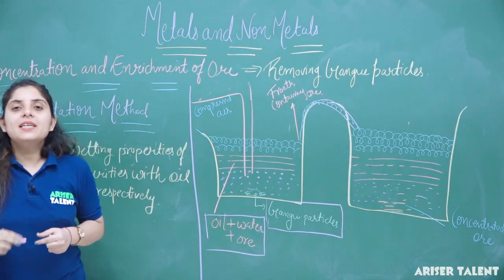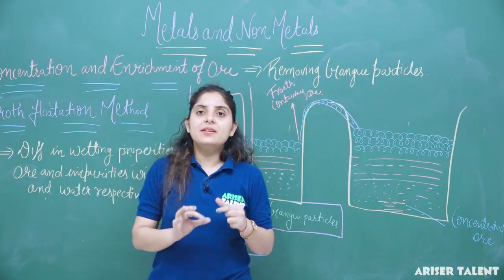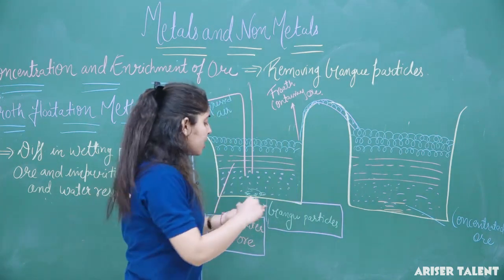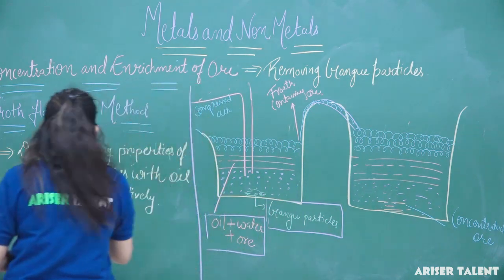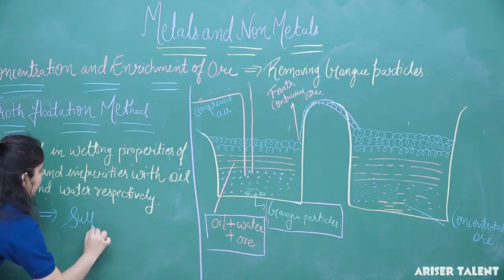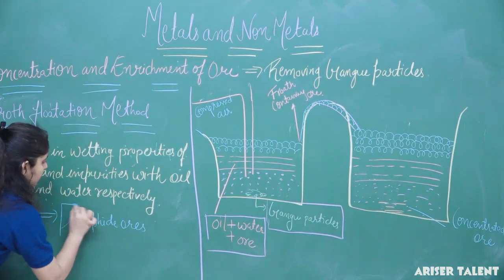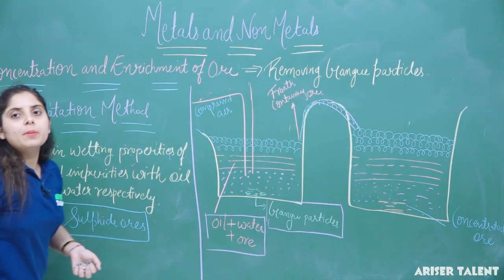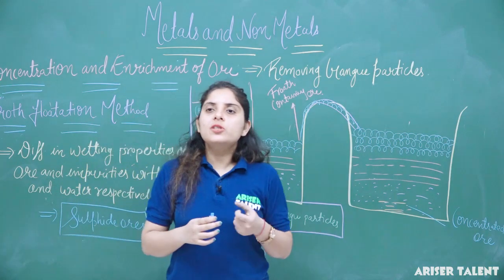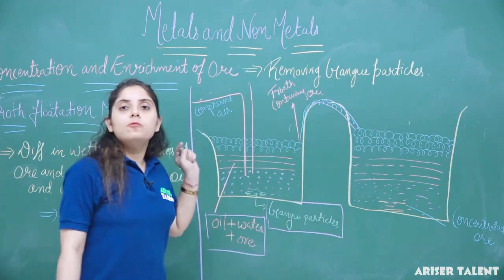So this is a basic description of the Froth flotation method, and the Froth flotation method is basically used for the concentration or enrichment of sulfide ores. It must be necessary to remember that this method is basically used for the concentration of sulfide ores. This question may be asked as a 1 mark question, that is, which method is mostly used for the concentration of sulfide ore, and the correct answer will be the Froth flotation method.